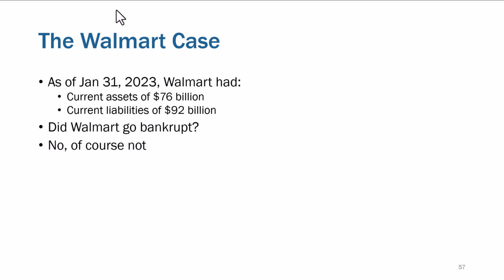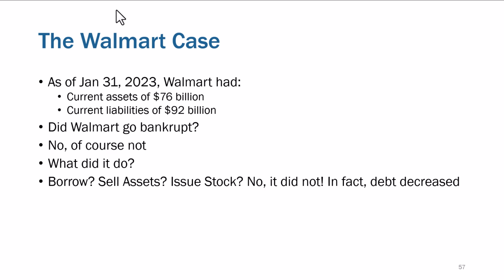Not so quick. What did it do? Did it borrow? Did it sell assets? Did it issue stock? It didn't do any of those. Its debt decreased. It didn't have any big asset sales. It didn't get rid of all their Sam's Clubs, as an example. It didn't issue new stock. What else could a company do?